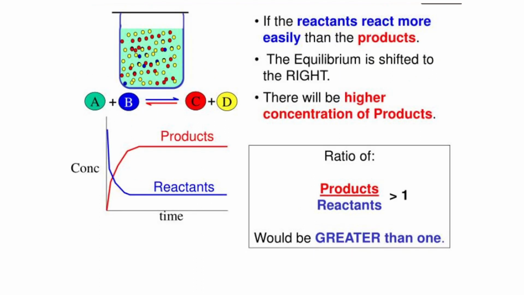So if the reactants react more easily than product, jadi kalau reactant react lebih banyak, okay, A and B dia akan bertindak balas. So apakah hasil dia? Dia akan dapat C and D, di mana C and D adalah product. So the equilibrium akan shift to the right. There will be a higher concentration of products. So the ratio, okay, products over reactant is greater than 1. Okay, maksudnya di sini product lebih banyak daripada reactant.